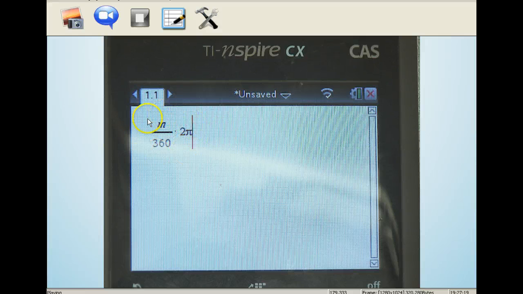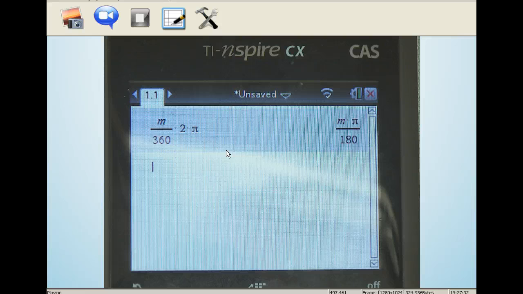See how nice radians are? Radian measure is very helpful, okay? But it's a little bit goofy. We're not used to it. We're used to 360 degrees. So we kind of want to practice a little bit, okay? This is the formula: M over 360 times 2 times pi. And you can see that can be simplified to M times pi over 180.